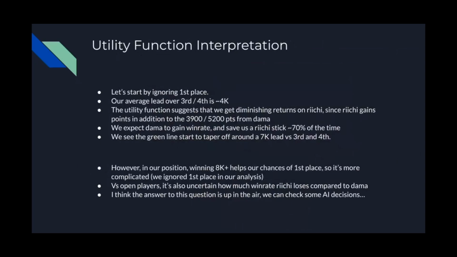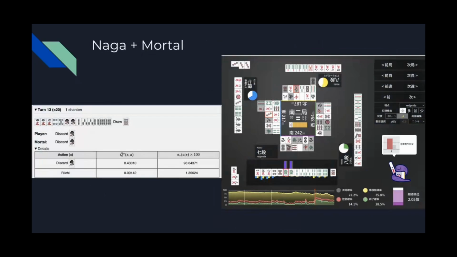So I think the answer to this question is quite difficult based on what we talked about. We're balancing the increased chance of avoiding third and fourth with the increased chance of getting first place. And I'll show some AI decisions for this question. So Mortal chooses Dama. Nishiki chooses Riichi, which we may have expected, and Kagashi chooses Dama, which we may also have expected from what we mentioned about Nishiki versus Kagashi.